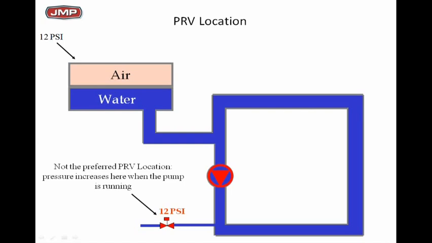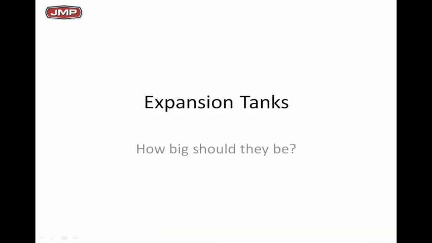So as we work our way through some of these, here's a typical example of what would happen with the pump we just showed you before. The suction pressure is 12. We turn the pump on. Discharge pressure jumps up when the pump's on to 26 pounds. And as we can see, the pressure reducing valve is not going to work too well in this location.